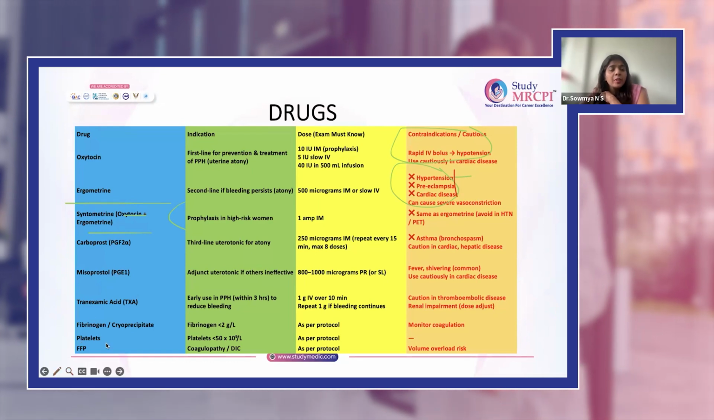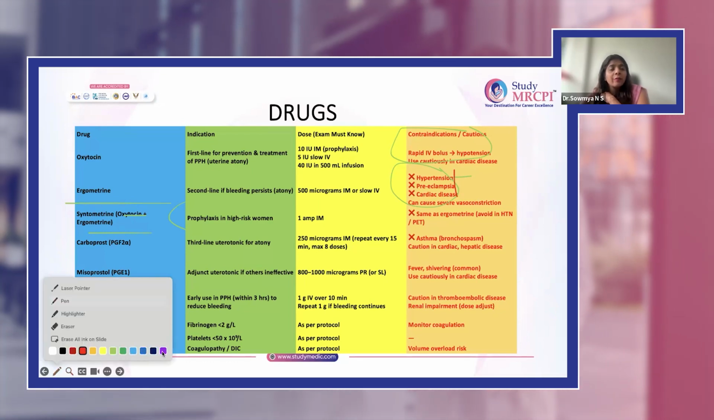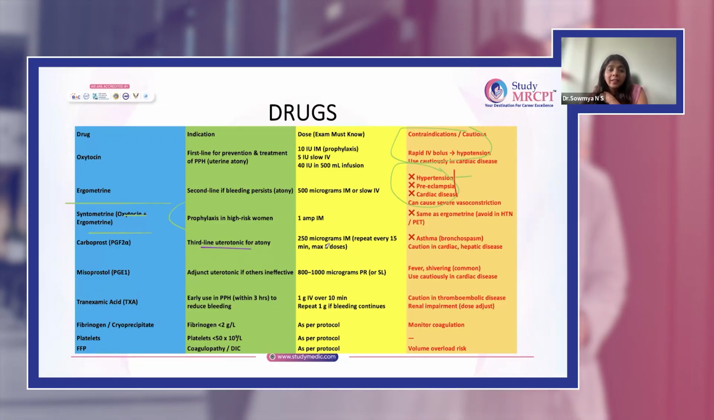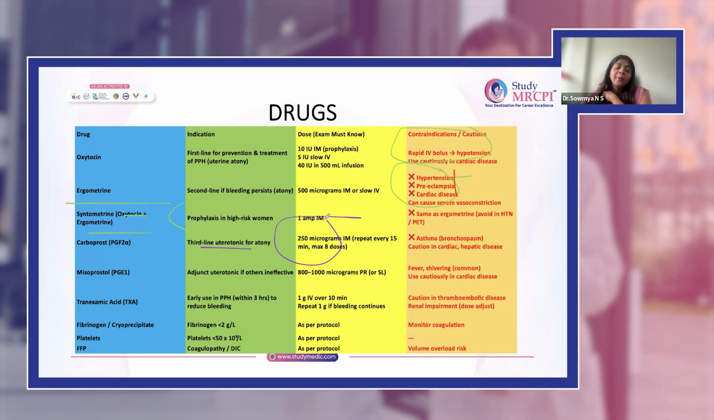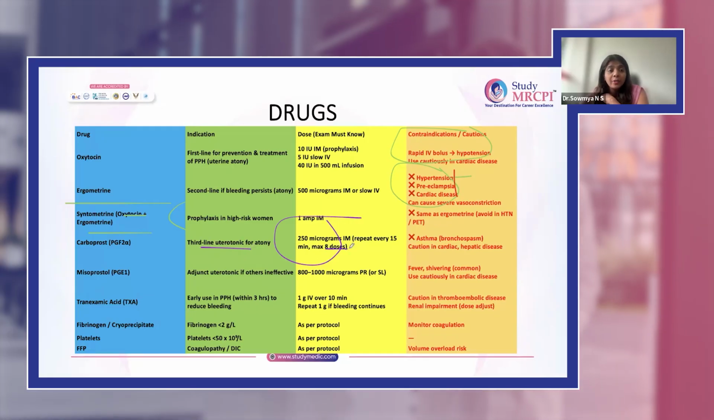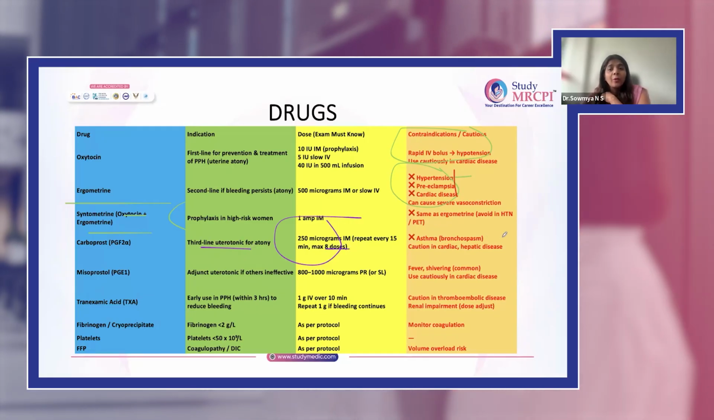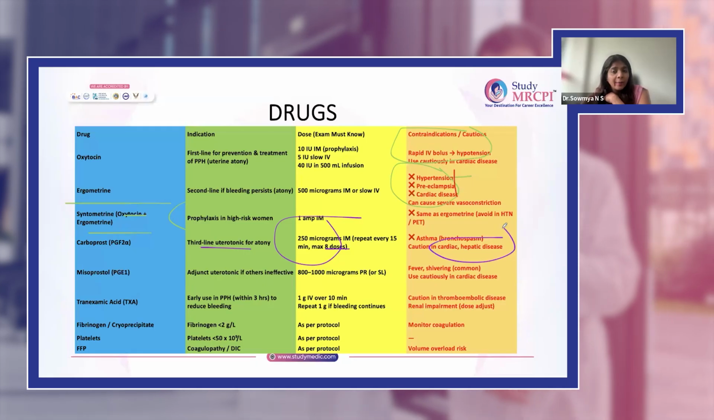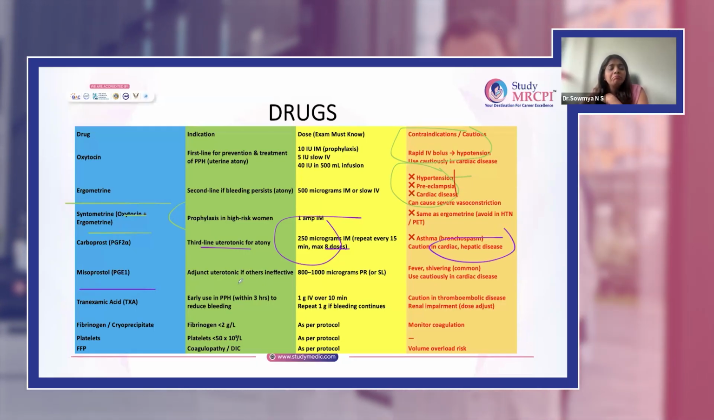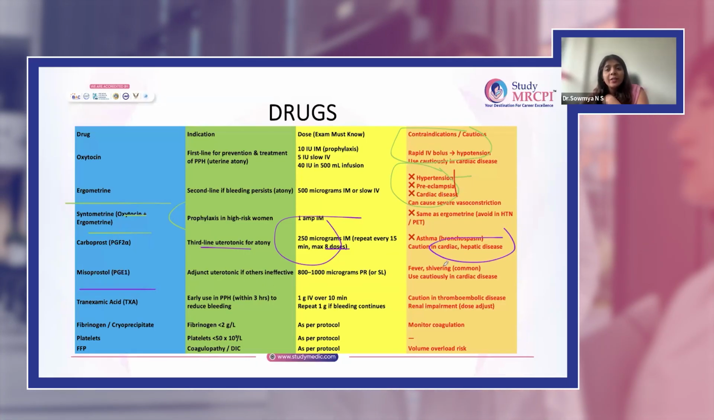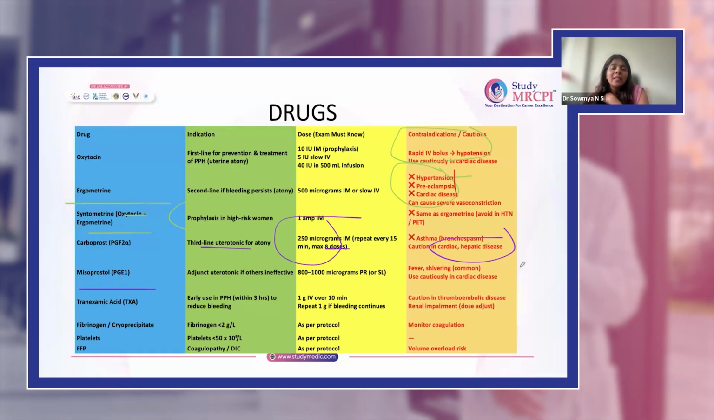Next comes carboprost. Carboprost is once again a very good drug. It's a third line, 250 micrograms. You can repeat every 15 minutes, maximum 8 doses, avoid in asthma. And also caution in cardiac and hepatic disease. Misoprostol, it only can act as an adjunct. It can cause side effects like fever and shivering.